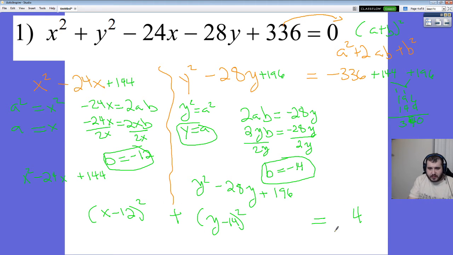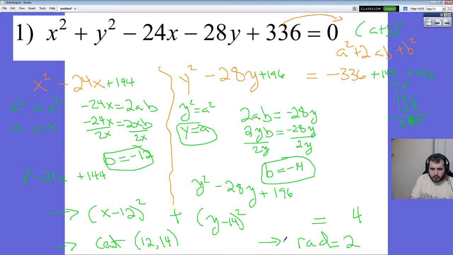So remember what I said, you can read it just right off here. Flip the sign here, this is your x value, so the x value of the center is 12. Flip the sign here, that's your y value. The y value is 14. For the radius, you square root this, so the radius is just the square root of whatever this is, 2. So here is your standard form equation. Here is your center. Here is your radius.